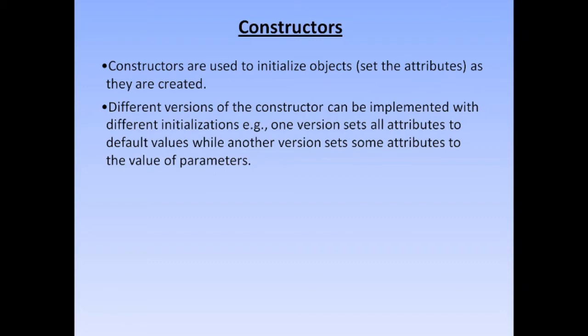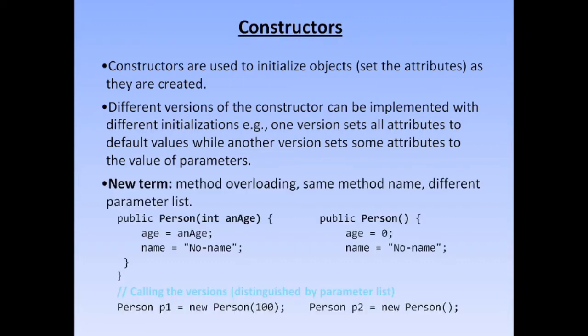the constructor matches the arguments as supplied at the time of instantiation of the object, and it will call the respective constructor according to the suitable match of its arguments and argument types. Now, as we can see over here, this is a person, this is a public person int an age. This is a method. What it is doing is initializing the age attribute with an age, as you can see.